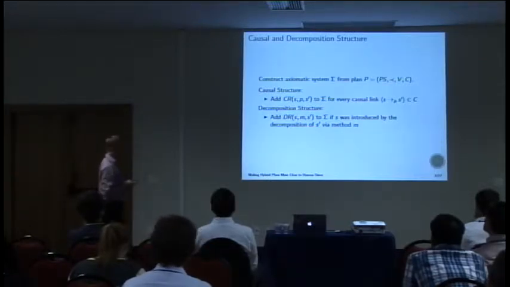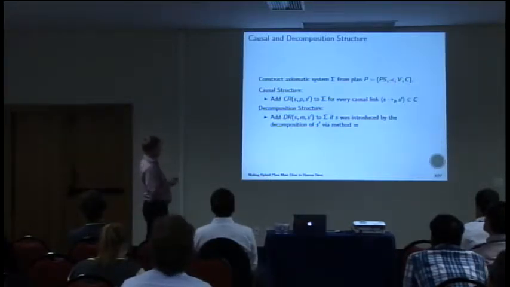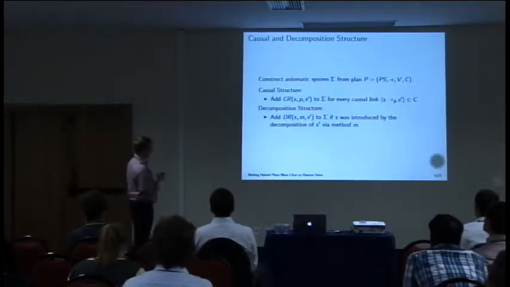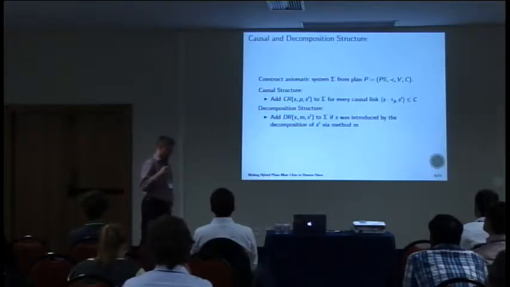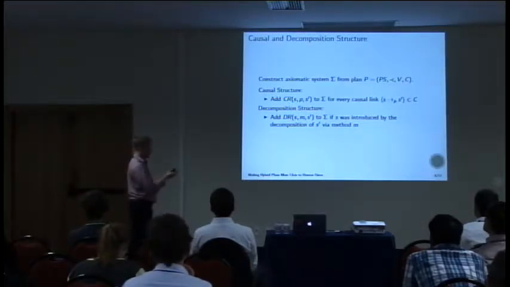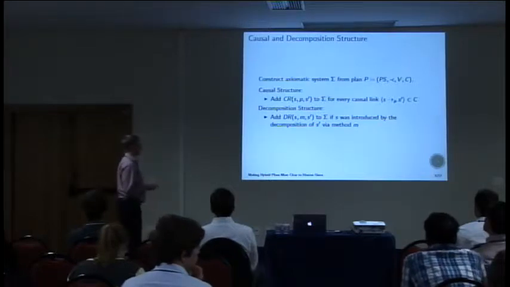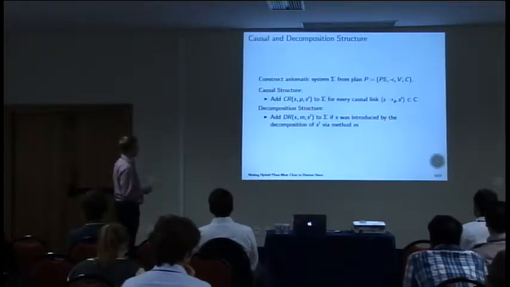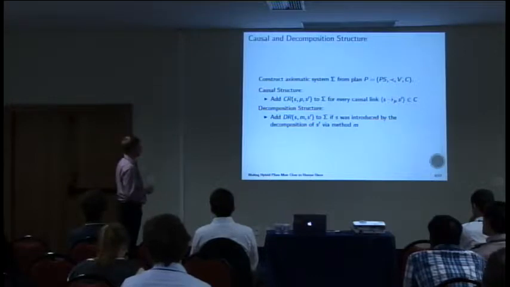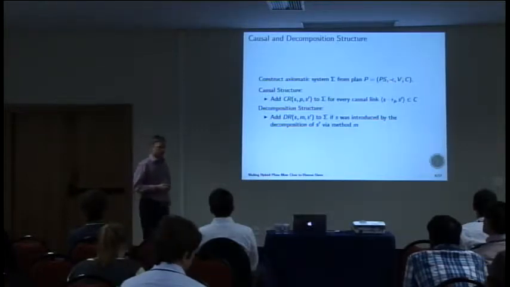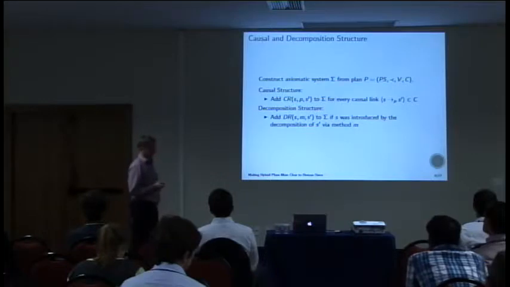The most basic elements of our axiomatic system represent the causal and decomposition structure of the plan. So the causal structure describes how in the plan preconditions of plan steps are established by the effects of other plan steps. And since this establishment of preconditions is in our planning formalism explicitly represented by these causal links, we get for every causal link between a plan step S and S prime over precondition P, one atom with corresponding arguments over this predicate symbol CR, which is simply short for causal relation.